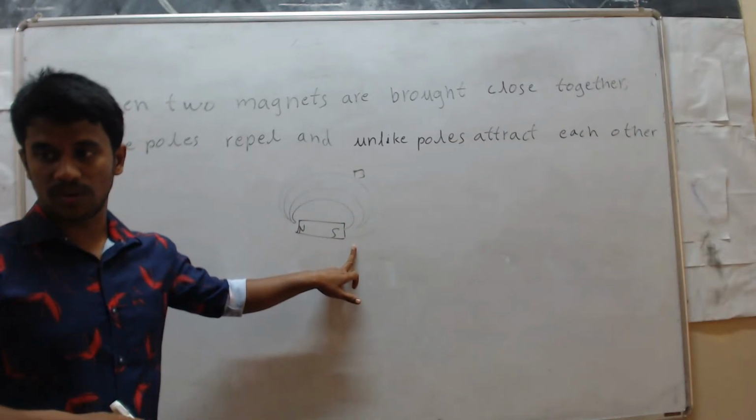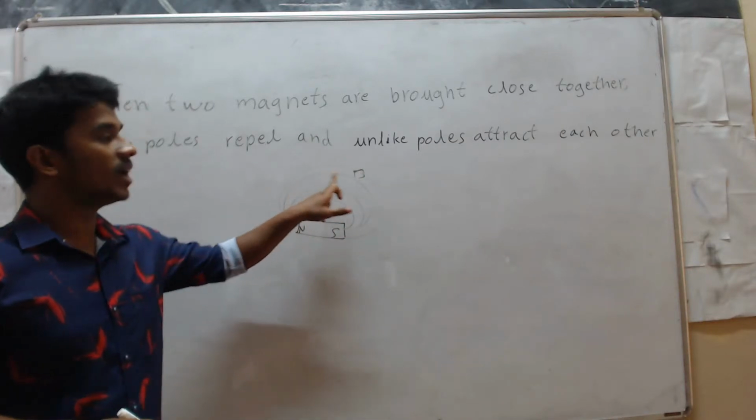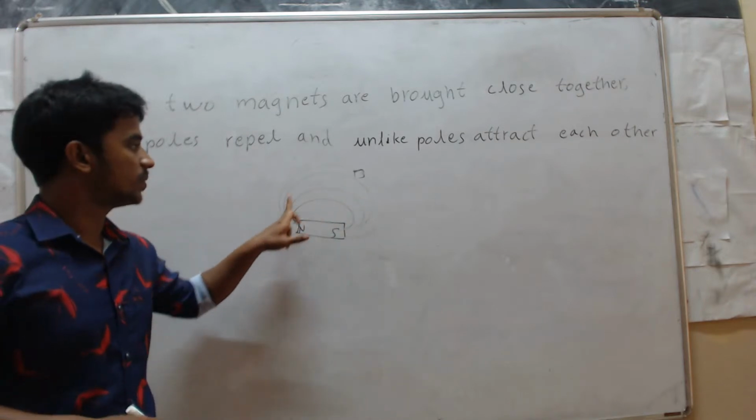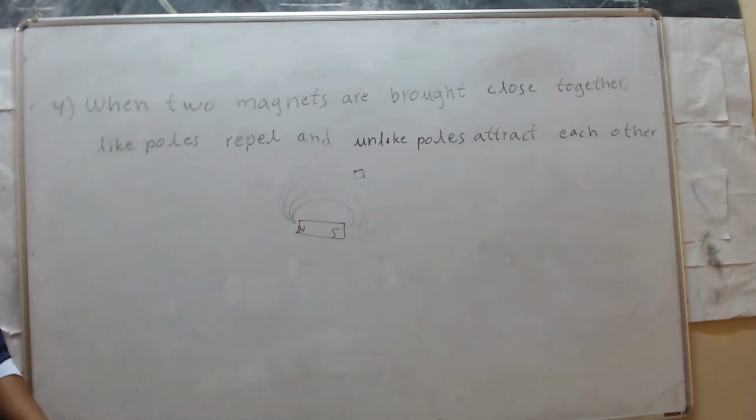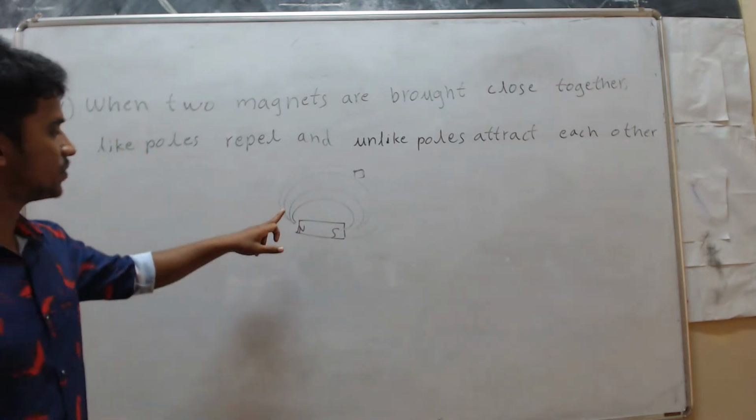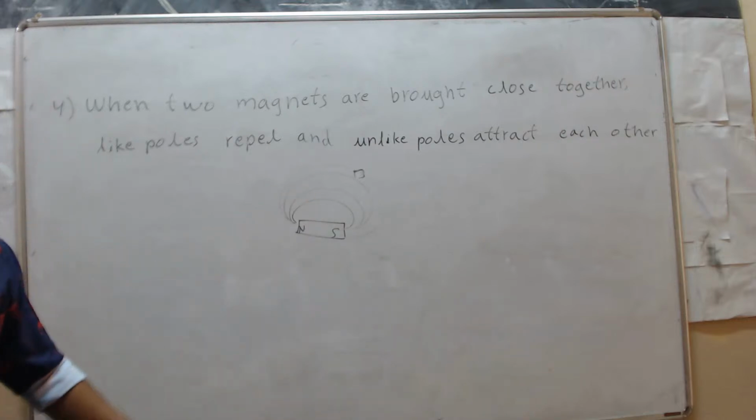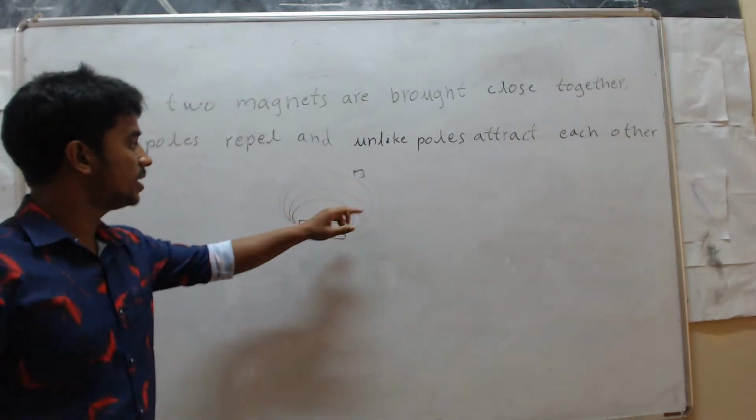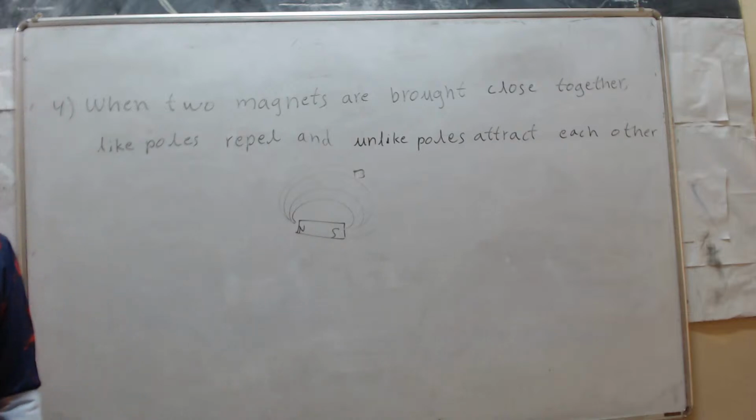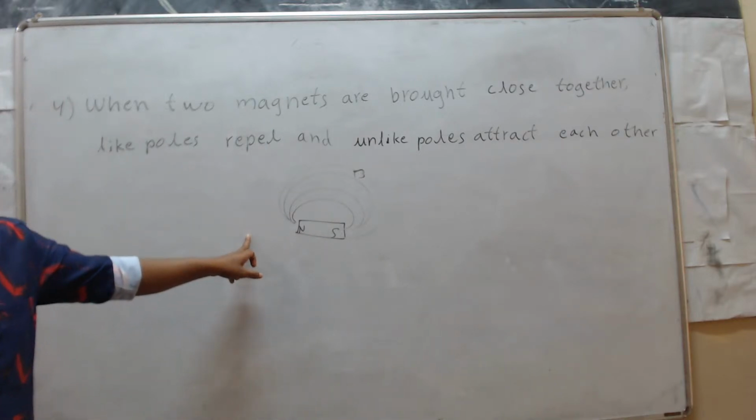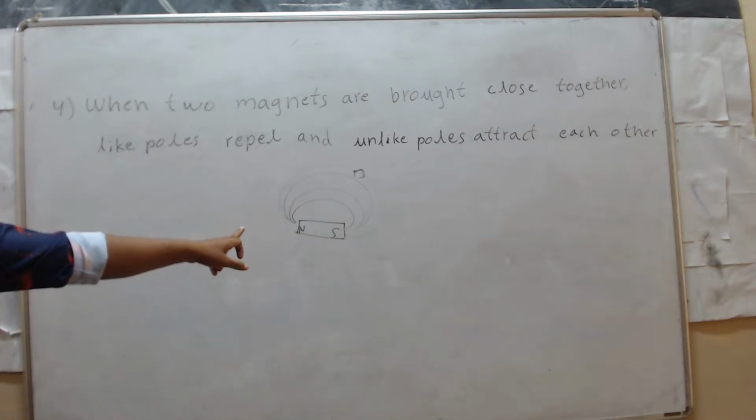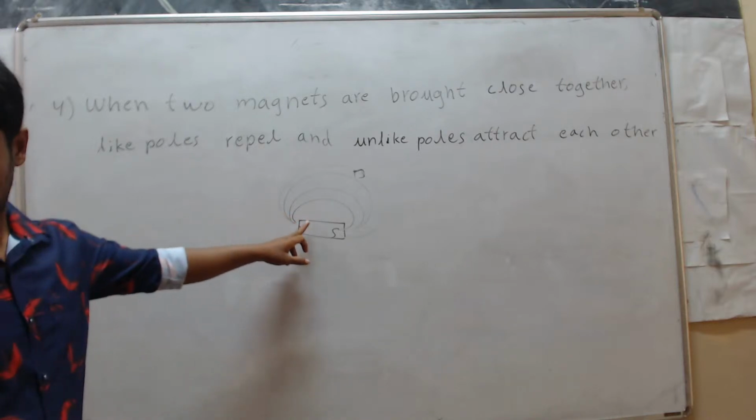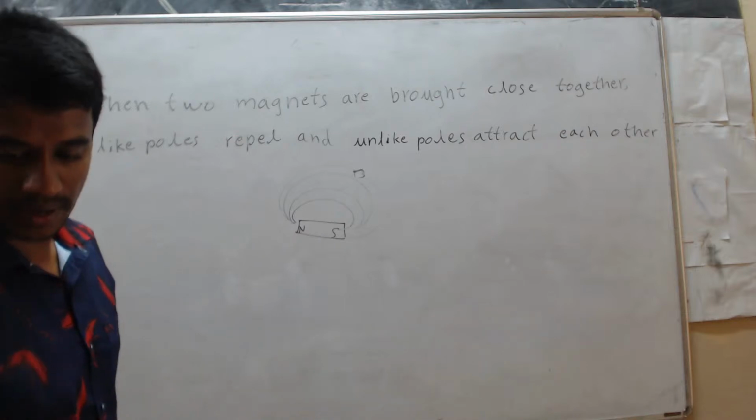The definition of magnetic field: the space around a bar magnet where its influence can be experienced is called the magnetic field. Okay, I'll write.